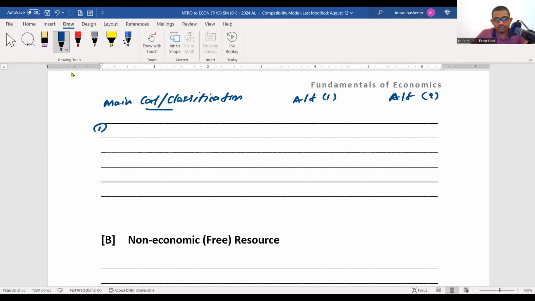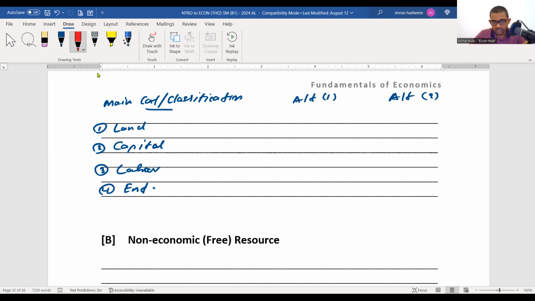Number 1, we say land. You guys can write this with me now. Land. Number 2, we say capital, right? Write capital as the second one. Number 3, we say labor. And number 4, we say entrepreneurship. Write the full thing, please. Entrepreneurship. Right. Now, this is the main method to go. Okay, main way to go.